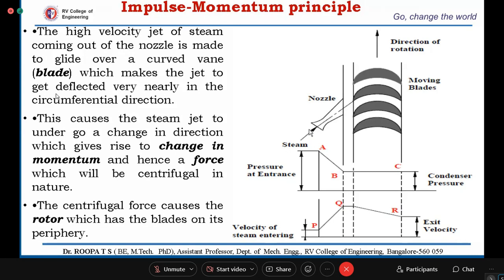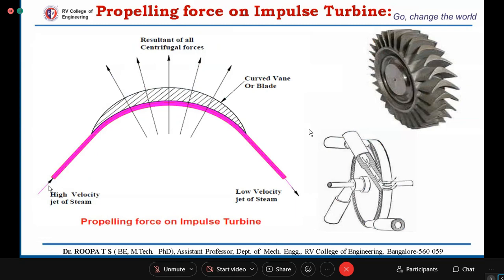The water jet or the steam jet which is coming out of this nozzle is getting deflected by the curvature of these blades, and that will set the blades into motion. This causes the steam jet to undergo a change in direction, which gives rise to a change in momentum, and hence the force, which will be centrifugal in nature. So what you have seen in the previous slide, this is the centrifugal force. There will be a change in direction which will result in a change in momentum, which exerts a force, the centrifugal force, on the blades, which sets the blades into rotation.